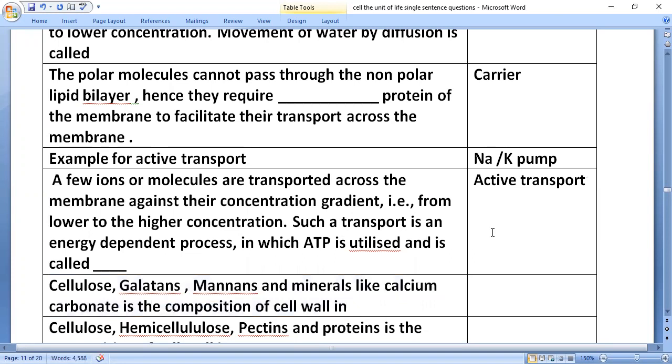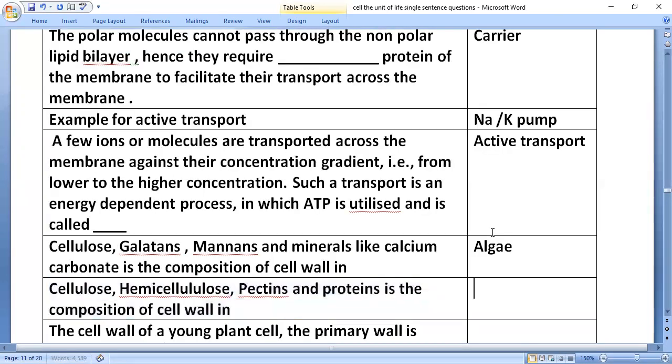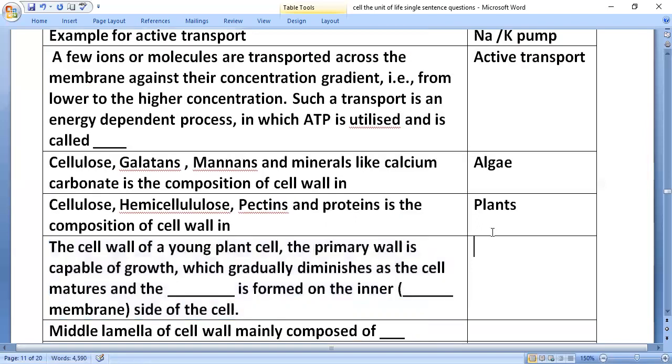Cellulose, galactans, mannans, and minerals like calcium carbonate are the composition of the cell wall in algae. Cellulose, hemicellulose, pectins, and proteins are the composition of the cell wall in plants.